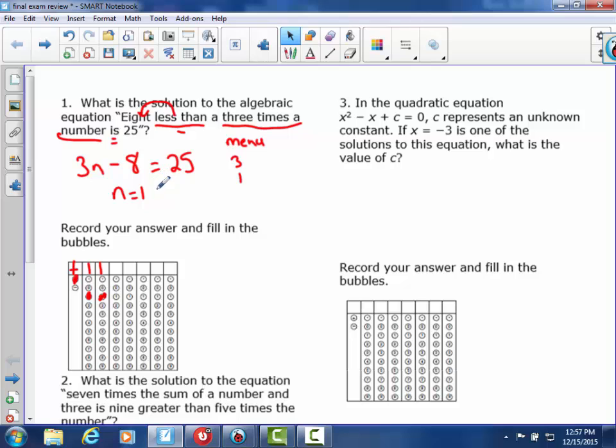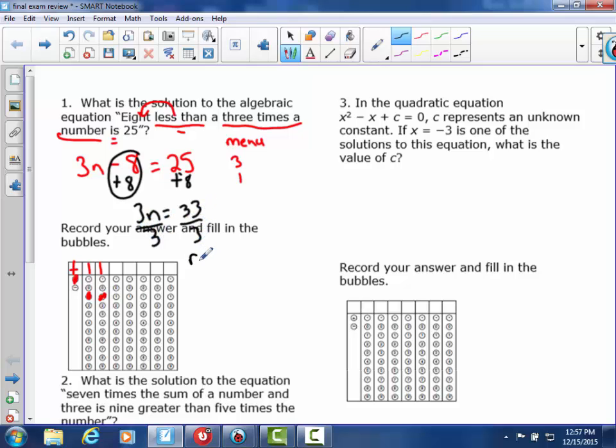Okay, if you wanted to do this by hand, you would add 8 to each side to zero it out. So 3n equals 33. Then you divide by 3, and you still get n equals 11.